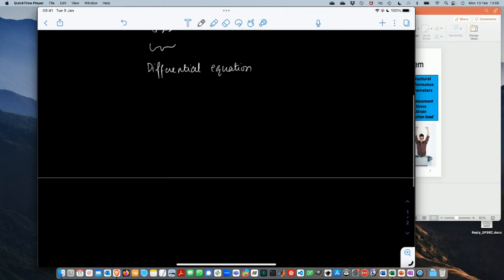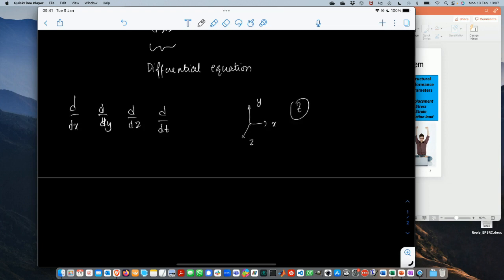Okay. So now what's the differential equation? If you look at it, probably you have some terms like d by dx, d by dy, d by dz, d by dt, maybe the second order, third order, fourth order and so on, right? So we are in the xyz space and something is changing with regard to time, right? So we have some quantity here, let's say for example I'll call it u, I'll call this displacement, right?